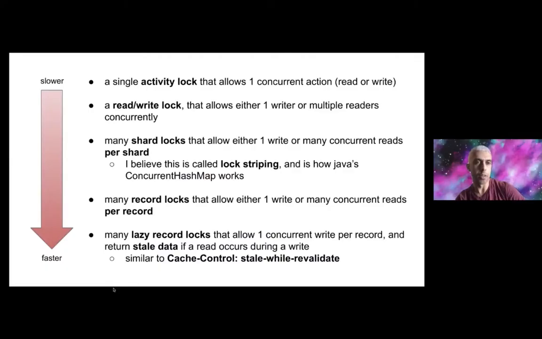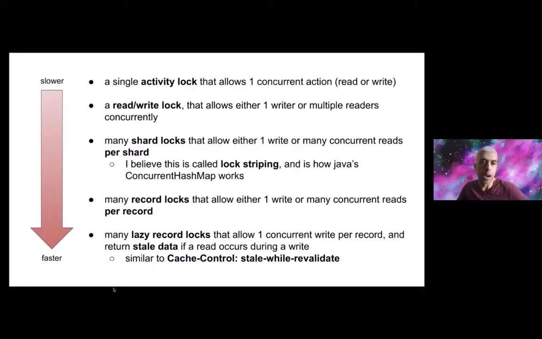So we're going to go from slowest option to fastest option, and it's also from simplest to most complicated. And so I think the slowest and simplest option here is you just have a single activity lock that allows one concurrent action at a time, so either one reader or one writer. The next option would be to have a single read-write lock, so you can have a single writer or multiple readers at a time.